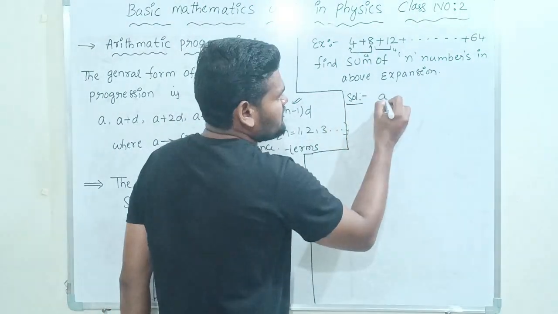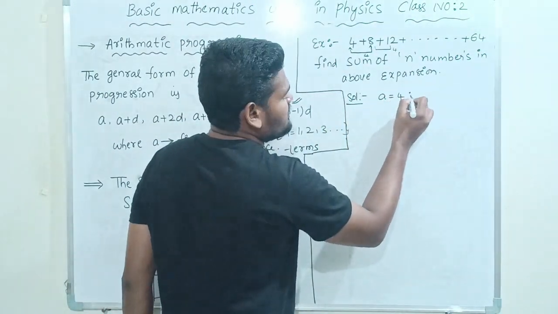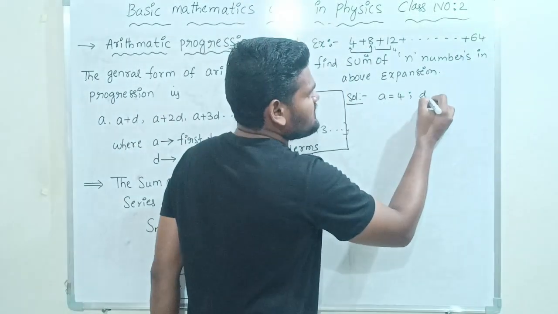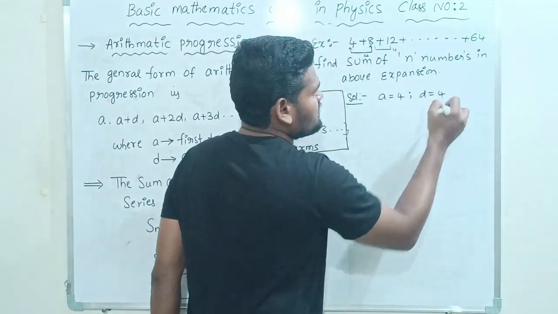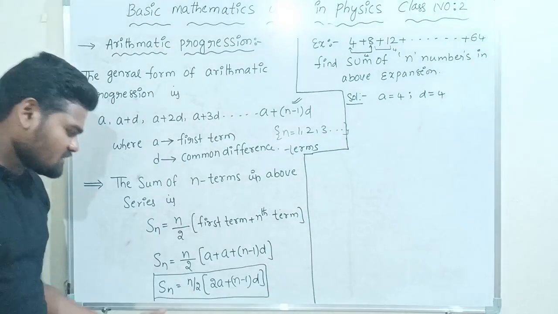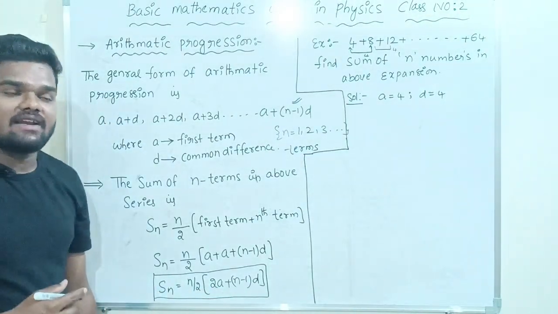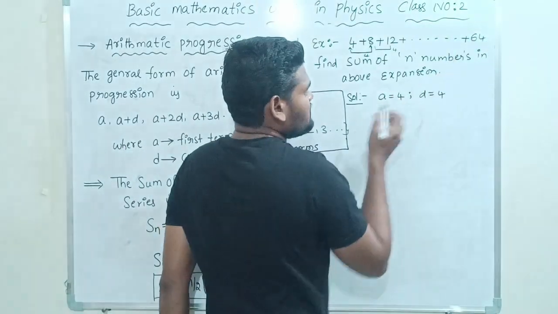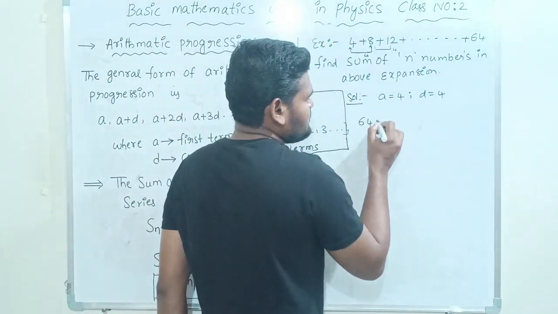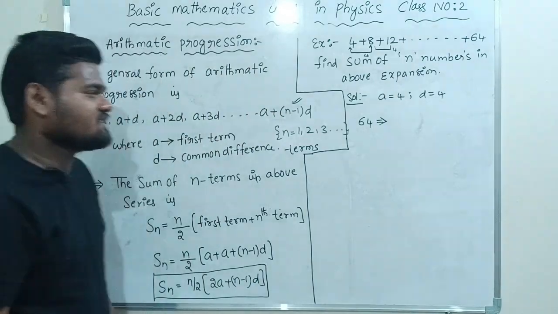That's it. We got the value of a. First term is how much? 4. What is the common difference between the two values? d is equal to how much? 4. a is equal to 4, d is equal to 4. a we got, d we got. We have to find the n value. What is the nth term given? 64. The nth term in the series is equal to 64.